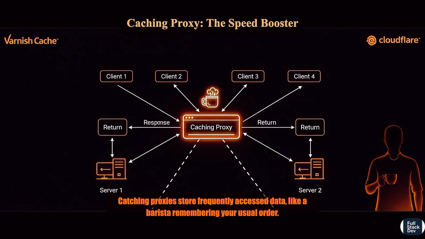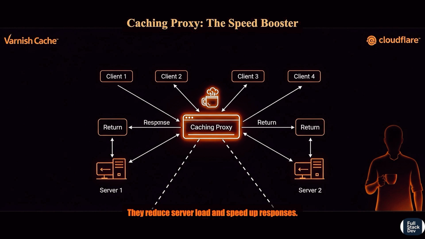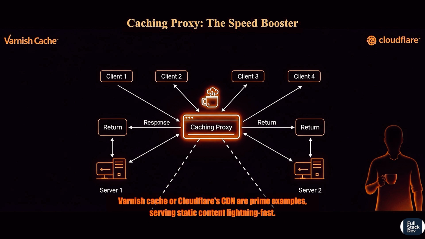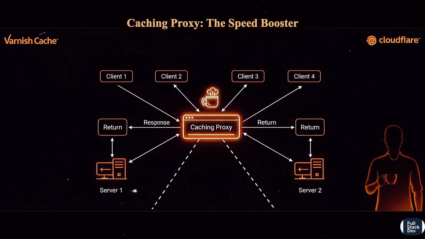Caching proxies store frequently accessed data, like a barista remembering your usual order. They reduce server load and speed up responses. Varnish Cache or Cloudflare's CDN are prime examples, serving static content lightning fast. They're a must for high-traffic sites, but require cache invalidation strategies to avoid serving stale data.